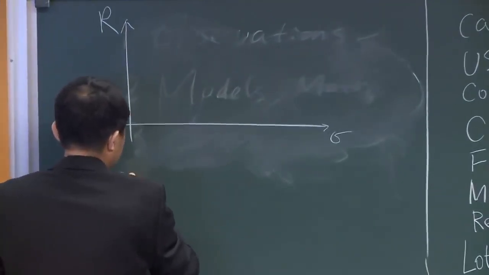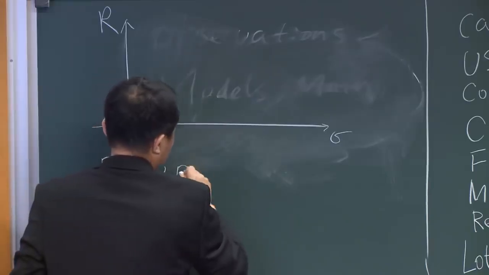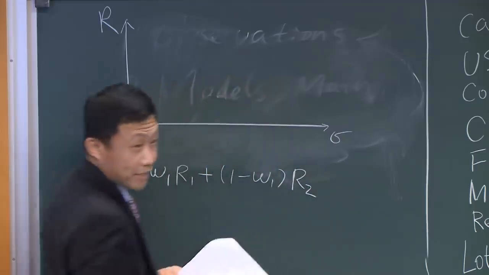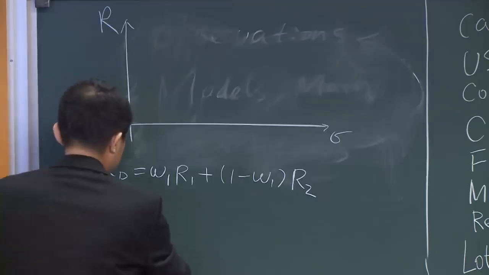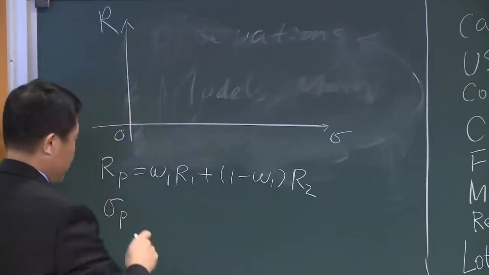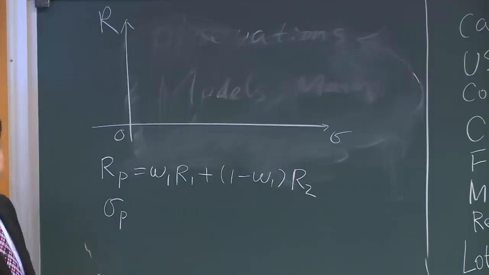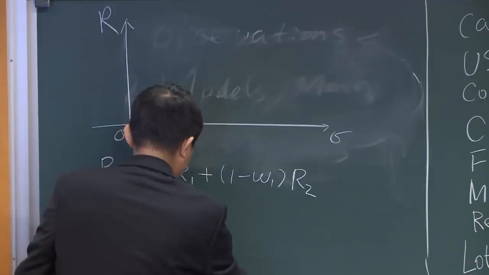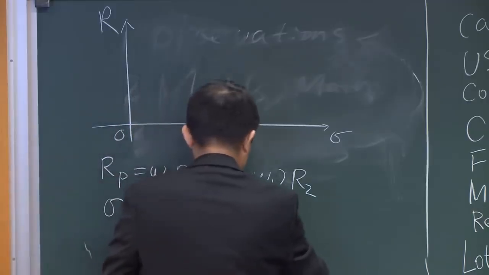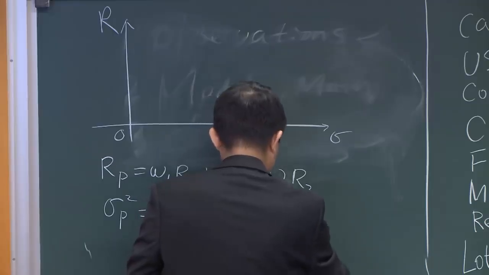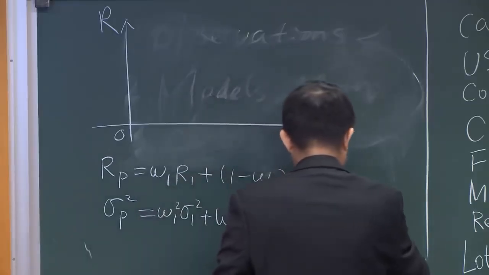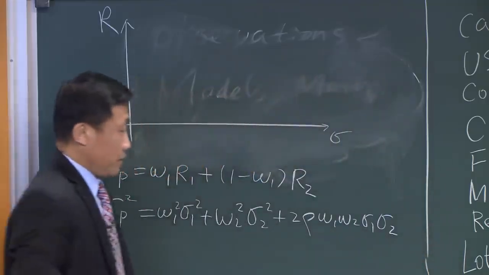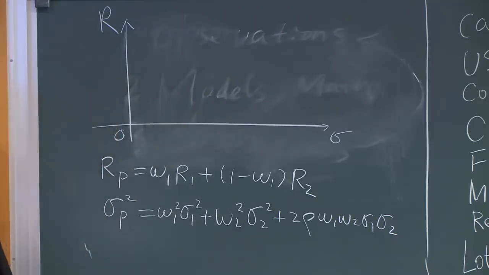So what is R of P? It's W1 R1 plus (1 minus W1) R2, right? Very simple math. And what is sigma P? So the standard deviation of the portfolio, or the variance of that, which is a square, we know that's for the two asset class special case.